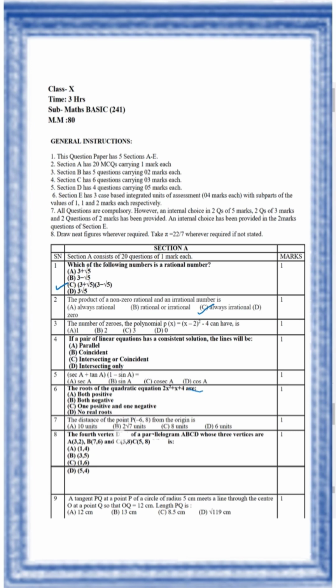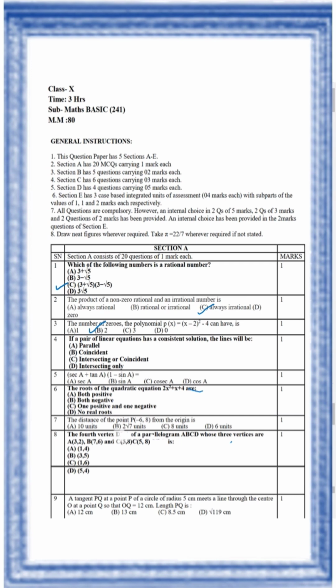can have is: option A 1, option B 2, option C 3, option D 0. Since it is a quadratic equation, the maximum number of zeros is 2. So option B is correct.